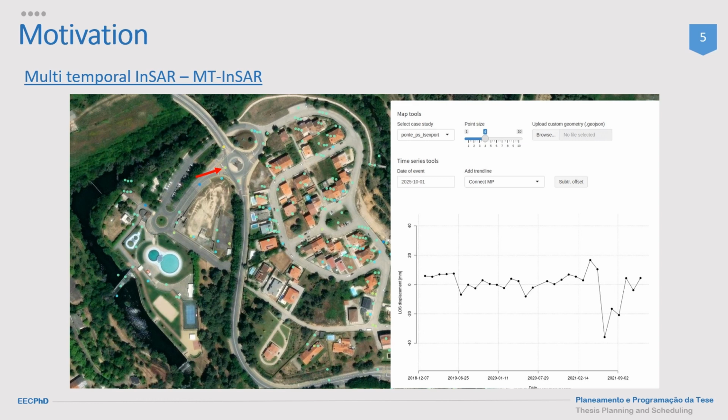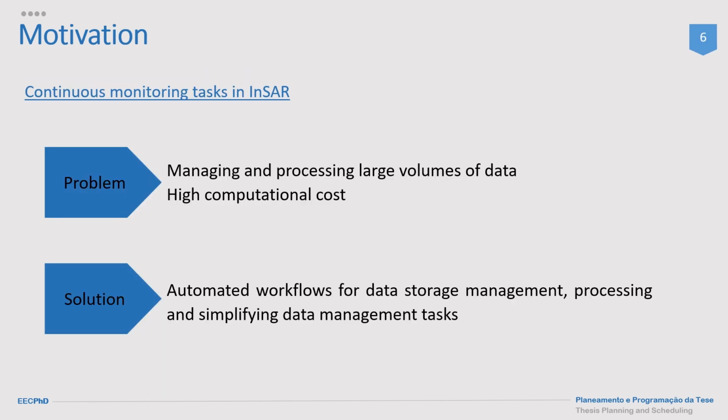In this type of processing, it is necessary to process all the images of the time series to be analyzed, with tens or hundreds of images, and each InSAR image normally has between 4 and 5 gigabytes, so this processing needs a lot of memory and has a high computational cost. So, one of the challenges in MT InSAR analysis is managing and processing a large volume of data and high computational costs. The solution is using automated workflows for data storage, processing, and simplified data management tasks.